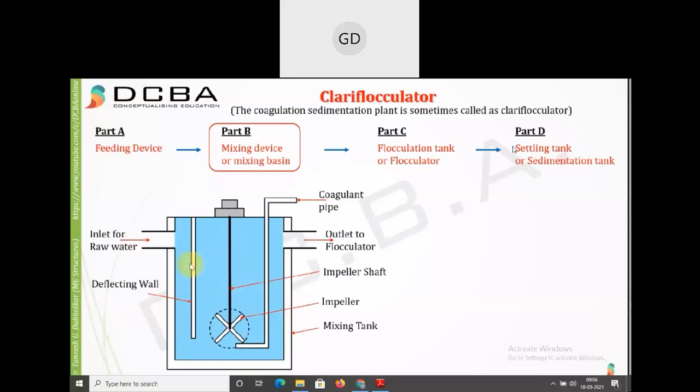Now I hope you understood how this is working. The inlet for raw water will come here. This deflecting wall will make sure that all your raw water comes in contact with this impeller, so that it is mixed thoroughly and only then it gets filled. Then this coagulant pipe is there, which will give constant coagulant supply, so that the coagulant is also supplied to the water, and the mixing also takes place simultaneously. And then from this part, the water goes up, and next it goes to the flocculation tank.